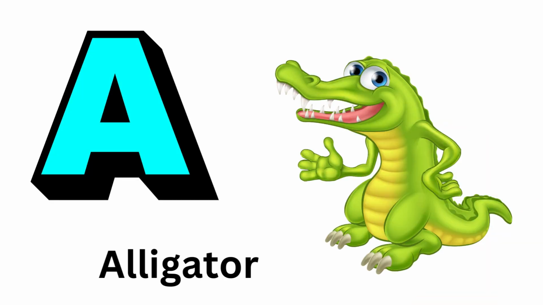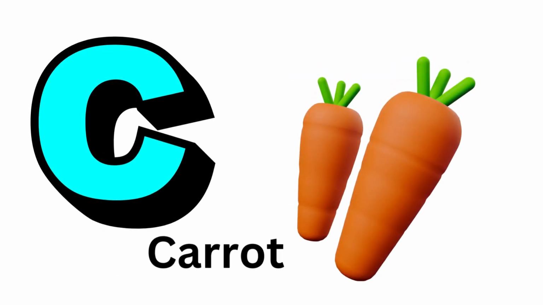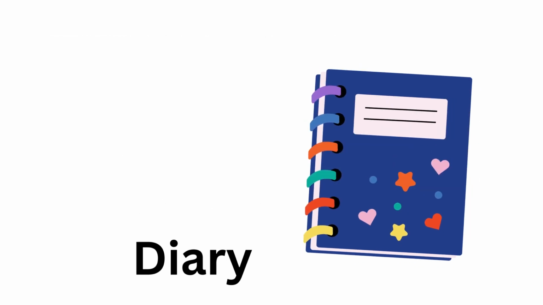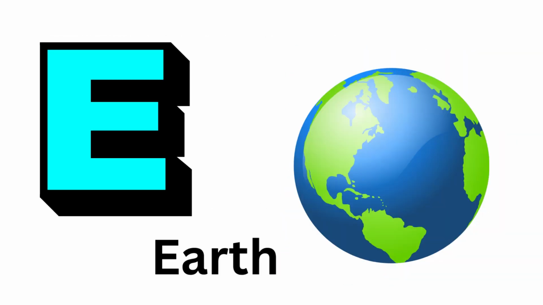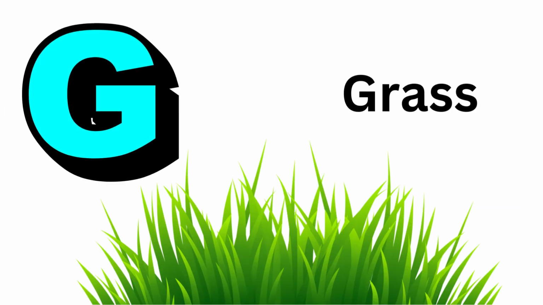A. A is for alligator. B. B is for bear. C. C is for carrot. D. D is for diary. E. E is for earth. F. F is for fly. G. G is for grass.